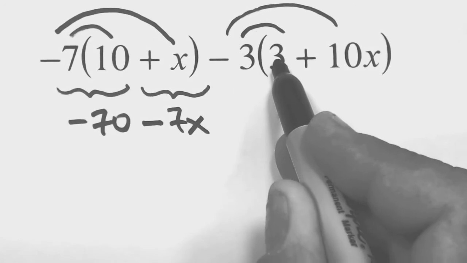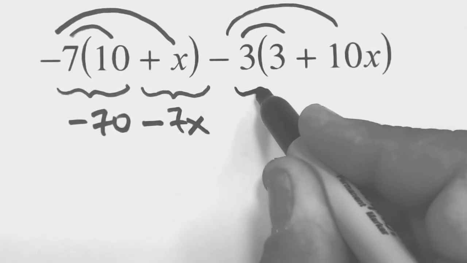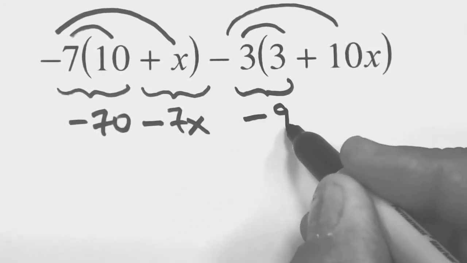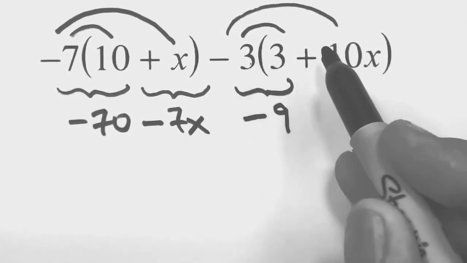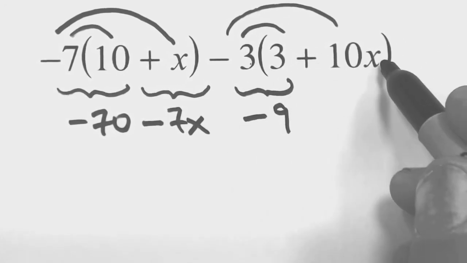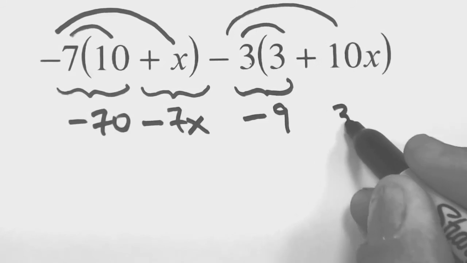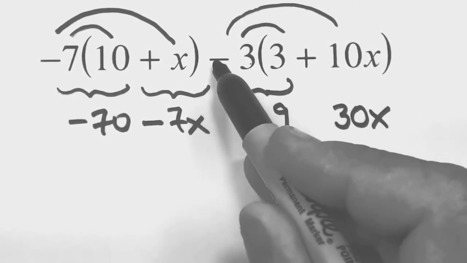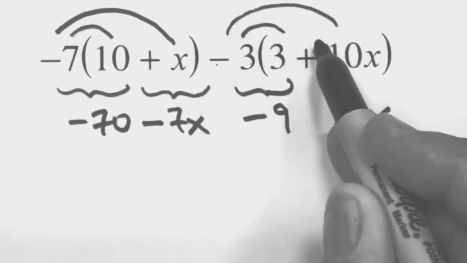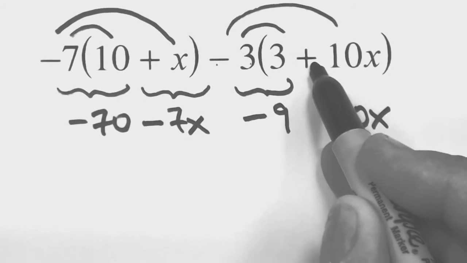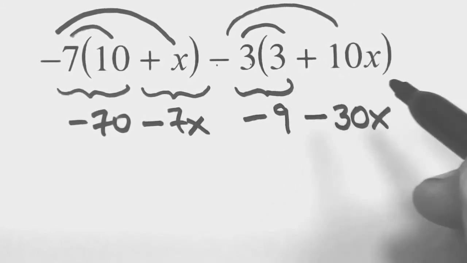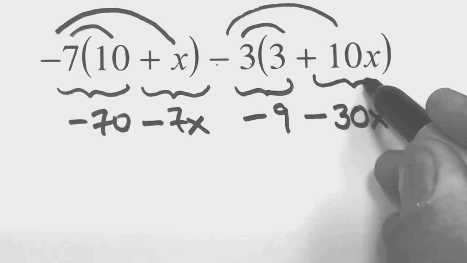3 times 3 is 9. There's one minus sign, so this first guy will give me -9. The second guy, 3 times 10 is 30, but there's an x, so I'm going to get 30x, but I have a minus sign from the guy in front and a plus sign here. Minus and plus combine to a minus. So there is what I get in the second guy.